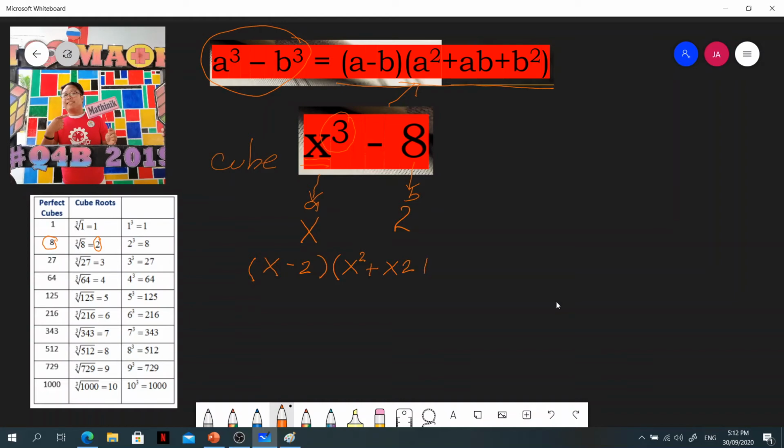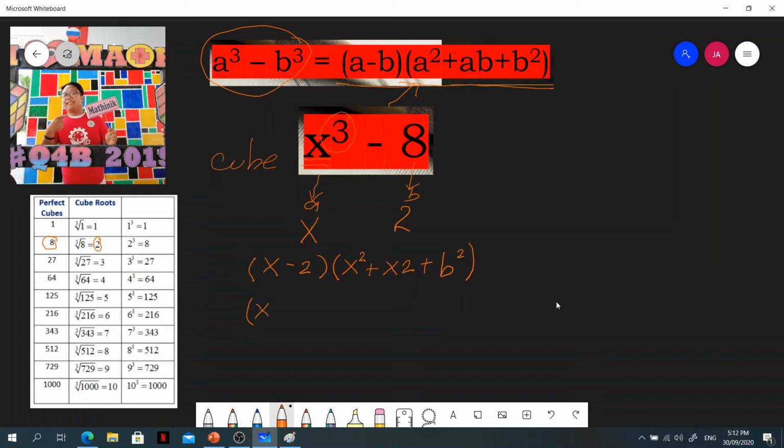plus ano yung next natin? B squared. Ano yung b? Ito, 2. So, b squared. Okay. Kapag na-plot na natin siya sa ganyang itsura, okay, so tayo ay magsisimplify. Ito, okay na yan. Simplify na yan.